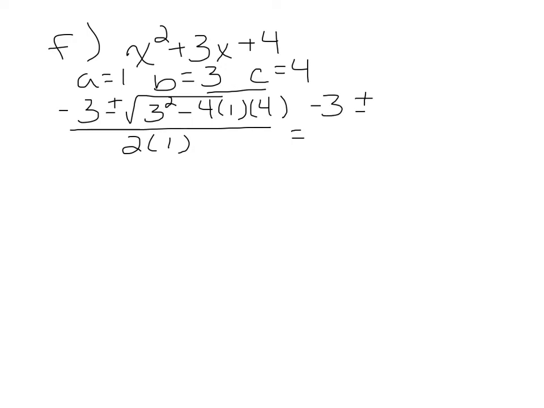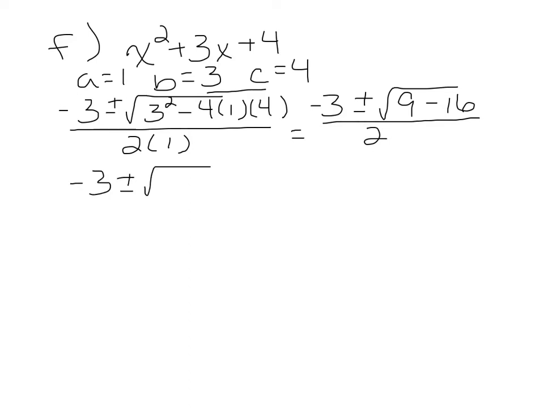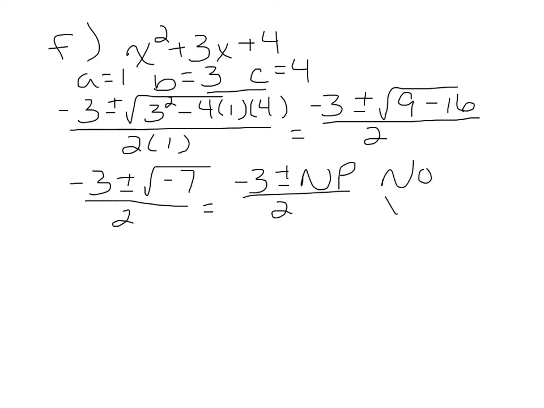Multiplication first. 3 times 3 is 9. 4 times 4 is 16. Subtraction next. 9 minus 16 is a negative 7. Square root. Square root of a negative 7 is not possible. So there are no x-intercepts. Just like the other unit, that graph still exists. There's just no x-intercepts for that graph.